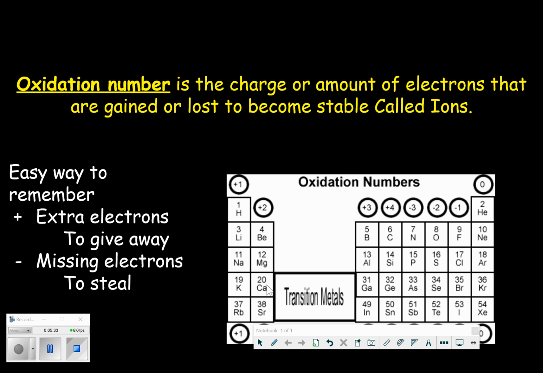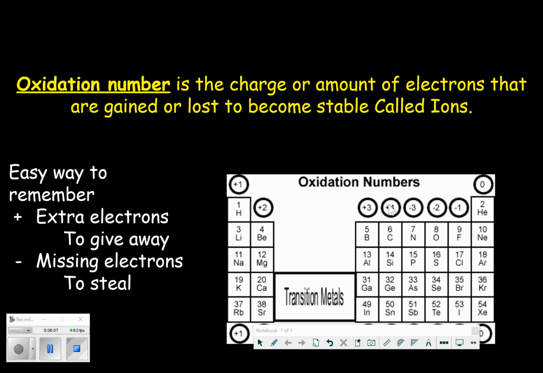Anything in the second column is a +2. Anything in the third column is a +3. Fourth column is a plus or -4. The fifth column is a -3. Sixth column is a -2. Seventh column is a -1. Eighth column is 0. Now here's how I remember this. I always put my finger on carbon. Carbon is a plus or a -4. It is equally easy to gain 4 electrons as lose 4 electrons.